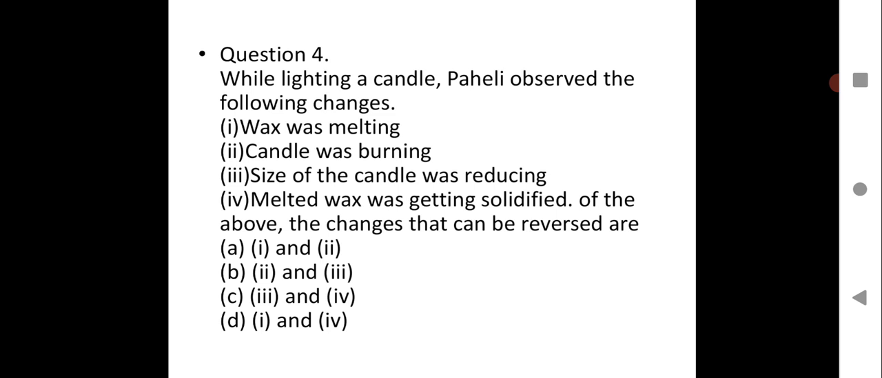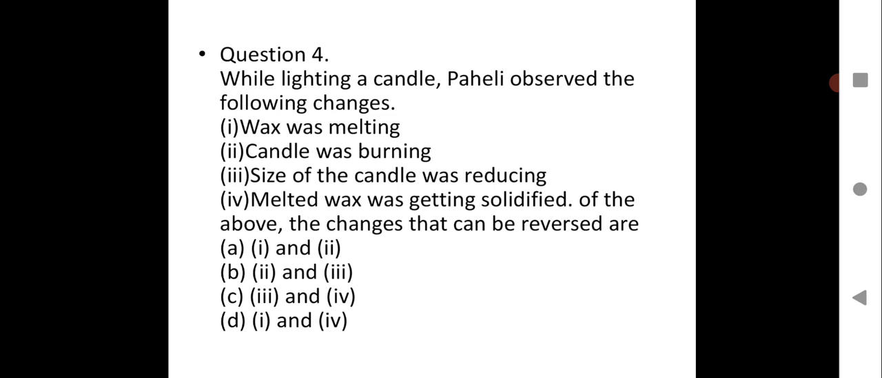Question 4. While lighting a candle, Paheli observed the following changes. First one, wax was melting. Next, candle was burning. Next, size of the candle was reducing. Next, melted wax was getting solidified. Of the above, the changes that can be reversed are, then you have a combination of the options. Option A will have 1 and 2, option B 2 and 3, option C shows 3rd and 4th, option D shows 1st and 4th. So you have to find the correct combination of this option. You need to find from the above changes that can be reversed.